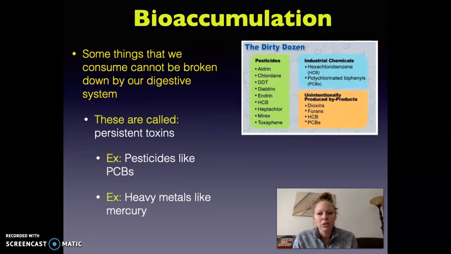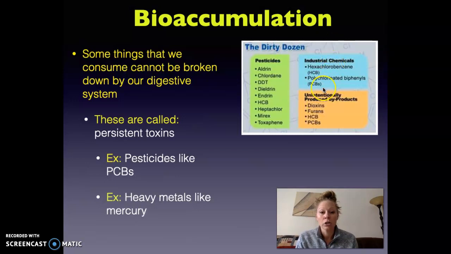So bioaccumulation is something that occurs when something that you eat can't be broken down. When there's something that you eat that can't be broken down, we call it a persistent toxin. These are called persistent toxins. And these are just a bunch of the persistent toxins that we find in our food chain right now. You don't need to know these.